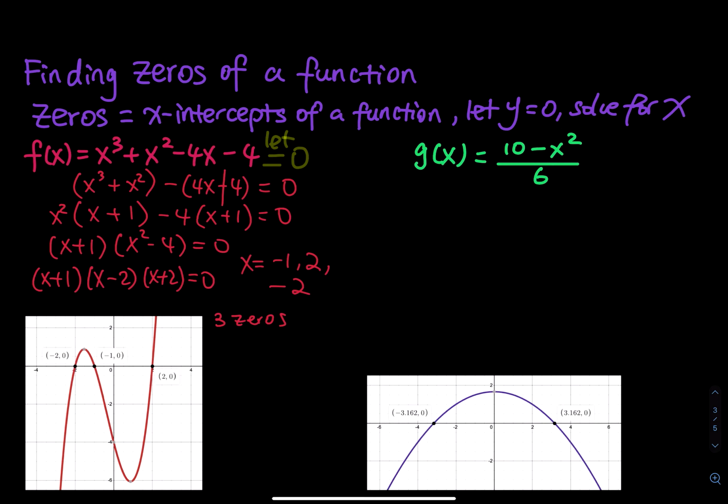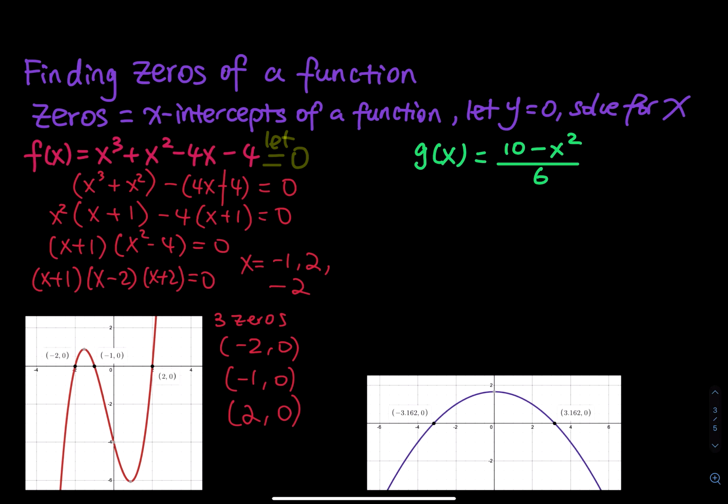The first one is 0, -2, and then 0, 2, and then 0, -1. Oh, I keep saying the 0. I already found x, right? So -2 comma 0, -1 comma 0, and 2 comma 0.